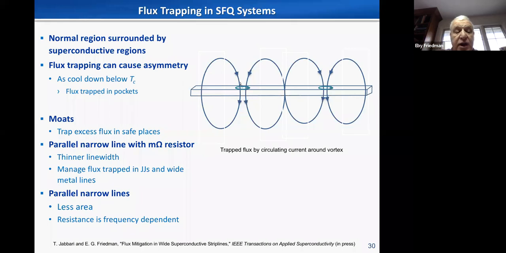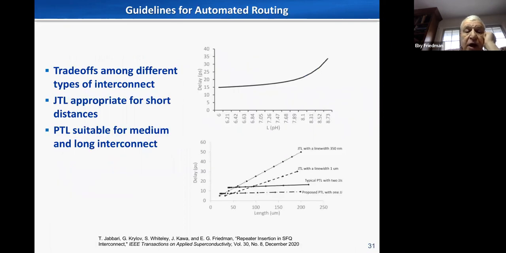So that's one approach. And in my own group, we've developed other approaches where we have these parallel lines with little milliohm resistors to pull the magnetic flux into a safe place. I have a variety of different works coming out in this area. One's shown here, but I have more, describing the issues of flux trapping and how to mitigate the phenomenon. And so the general area of routing is important. There's a whole area of guidelines that need to be developed.